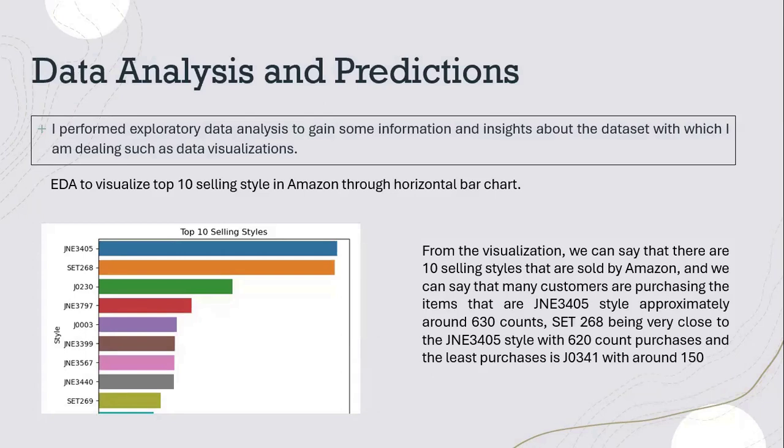Later, I performed exploratory data analysis to gain some information and insights about the data set I am dealing with, using data visualization. The first visualization shows the top 10 selling styles on Amazon through a horizontal bar chart. As we can see here, many customers are purchasing items of style JNG3405, and the least sold styles are set 268 and set 269.